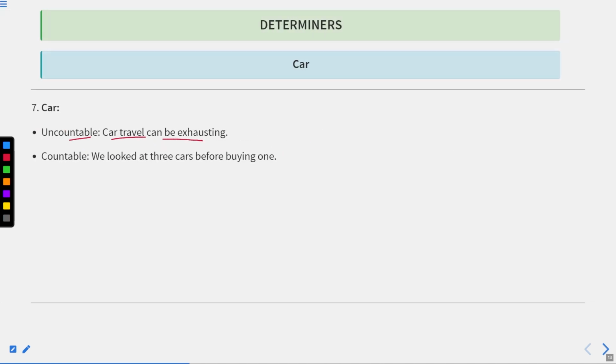Car, uncountable. "Car travel can be exhausting." This car is used not for exactly the word car, but for just the traveling, or the type of traveling. When we use such words not for those buildings or that particular thing, but for any feeling, it means these are abstract nouns. They can be used as abstract nouns, and when they are used as abstract nouns, they can be uncountable. But when they are used as they are, in their original formation, they are countable. "We looked at 3 cars before buying one." So with 3 cars, we are particularly talking about cars only. Whereas in our above sentence, car travel, we are talking about a type of traveling.